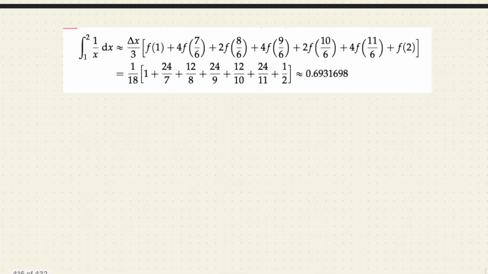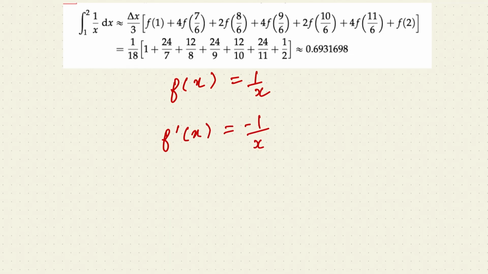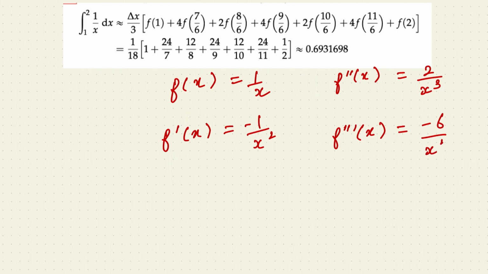So if we proceed on calculating the fourth derivative of f of x, where our f of x is 1 by x, we know that our f dash x is minus 1 by x square. If we calculate our second derivative of f of x, it would be simply 2 upon x cube. Third derivative would be minus 6 upon x to the power 4.